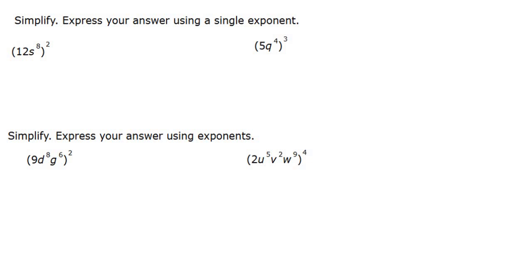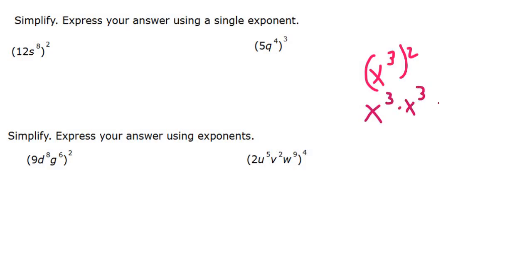Right, so we're going to simplify a power to a power. And something we want to look at real quick is what's really happening here. So if we had something like x to the third power squared, written like this, well, when we square something, we are multiplying it by itself. So this is really x to the third times x to the third.